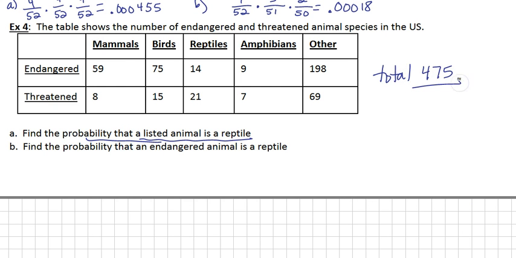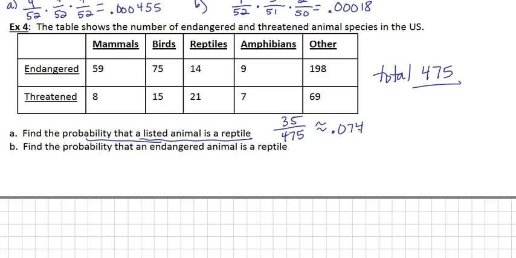There are 475 total animals in this chart. And if I look at the reptiles column, there's 35. 35 of them are reptiles. So 35 out of 475, and I end up with 0.074. Okay, now here's where it gets a little tricky.